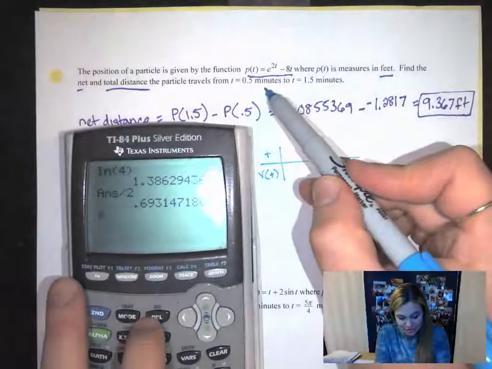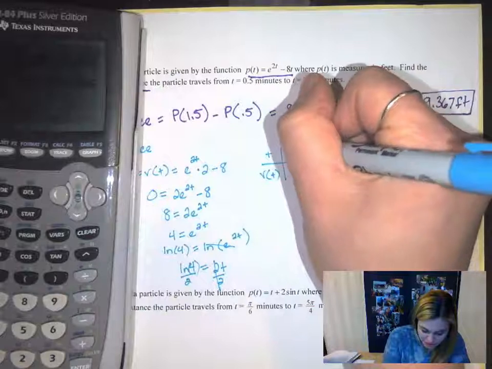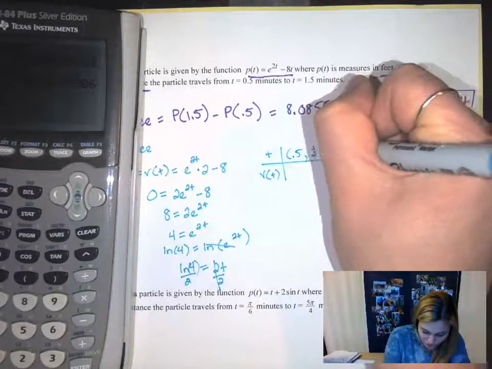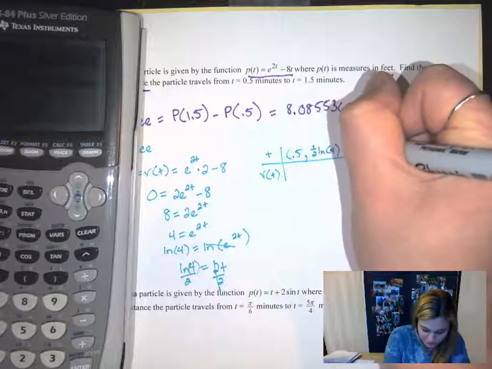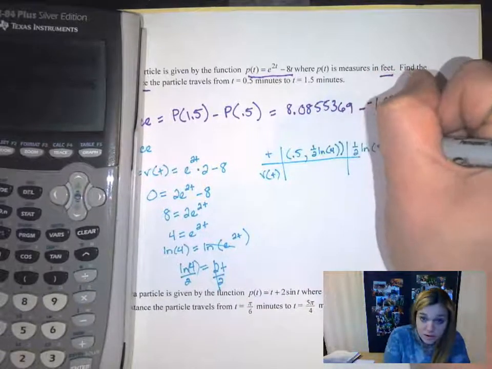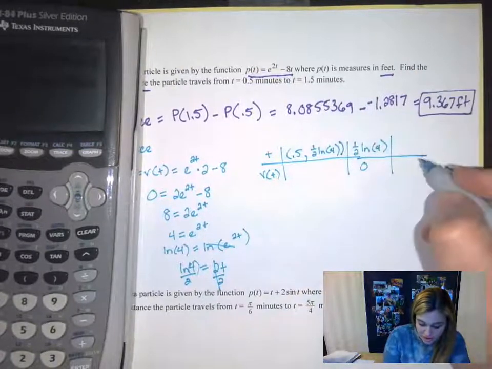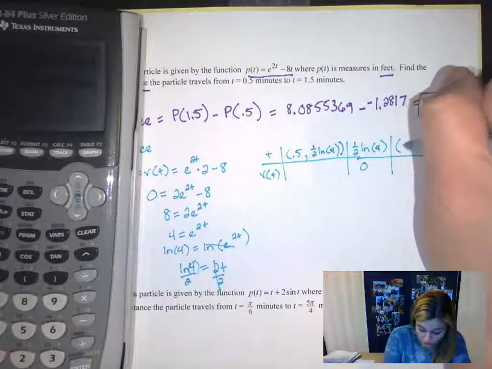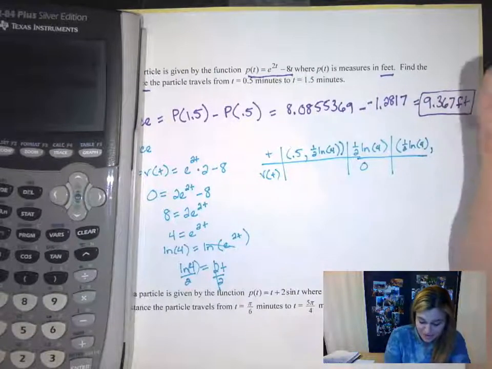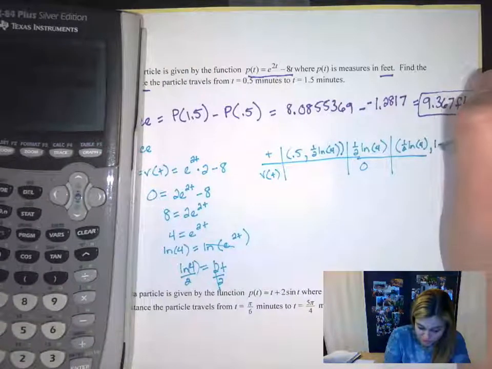0.693 is in that interval from 0.5 to 1.5. So yes, I need to consider it. I'm going to start at 0.5 to, I'm going to say 1/2 the natural log of 4. But you could have used that decimal. 1/2 the natural log of 4. I know that velocity is 0. And then from 1/2 natural log of 4, maybe it's not easier to write this way, you decide, to the end of my interval, which is 1.5.